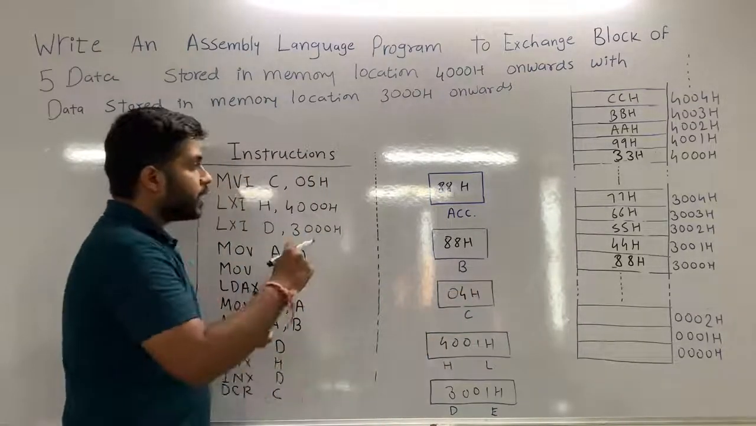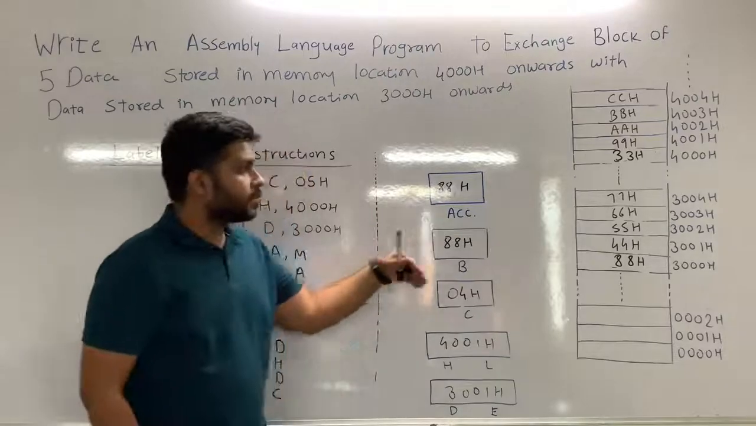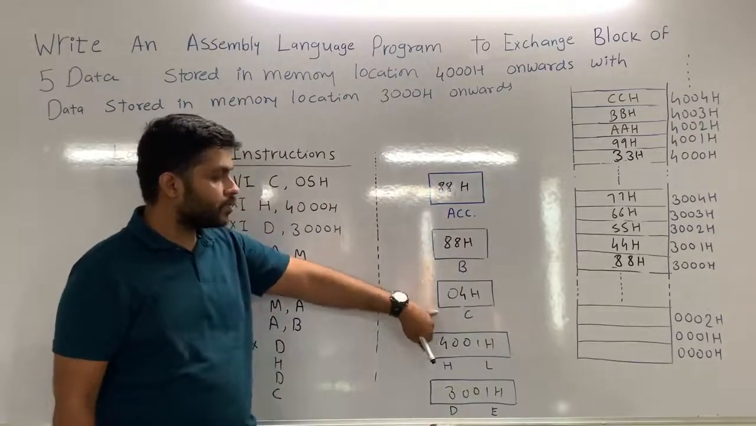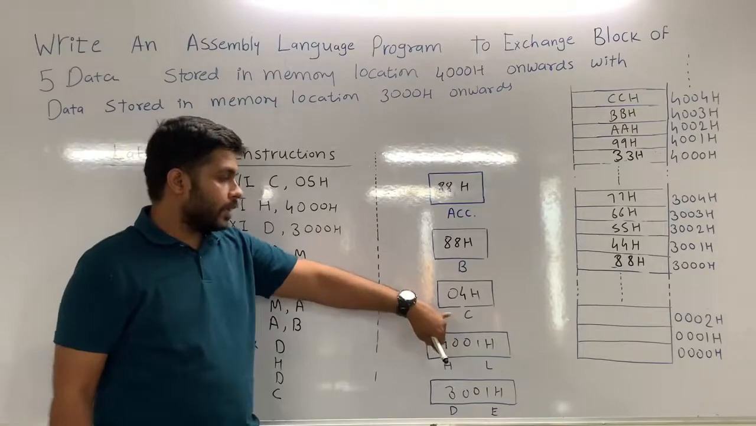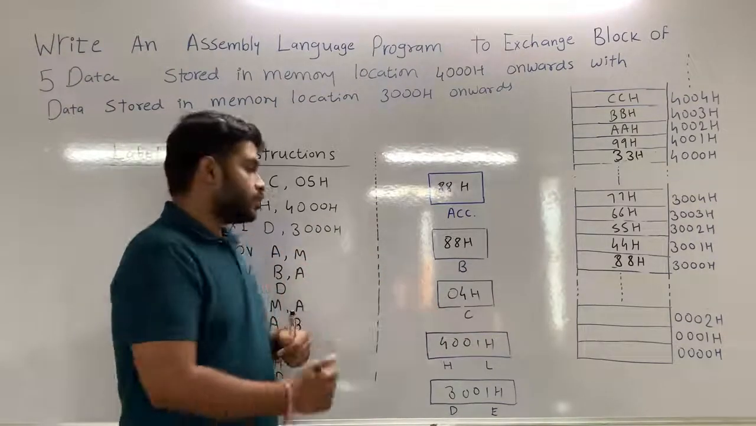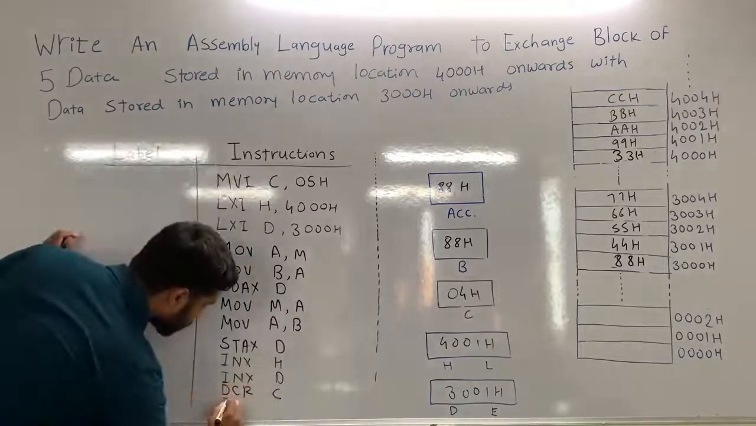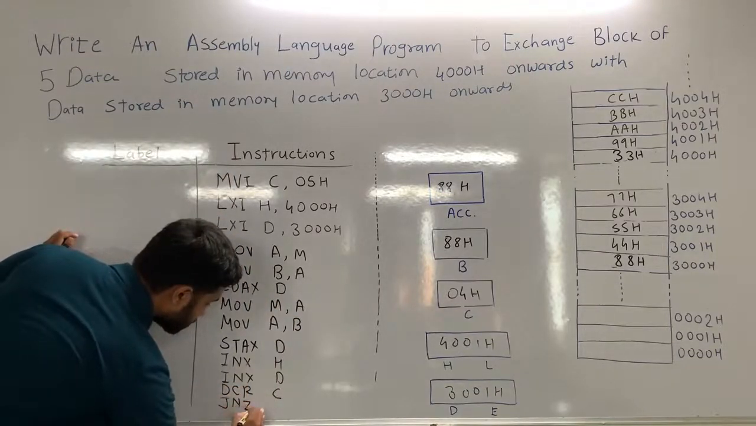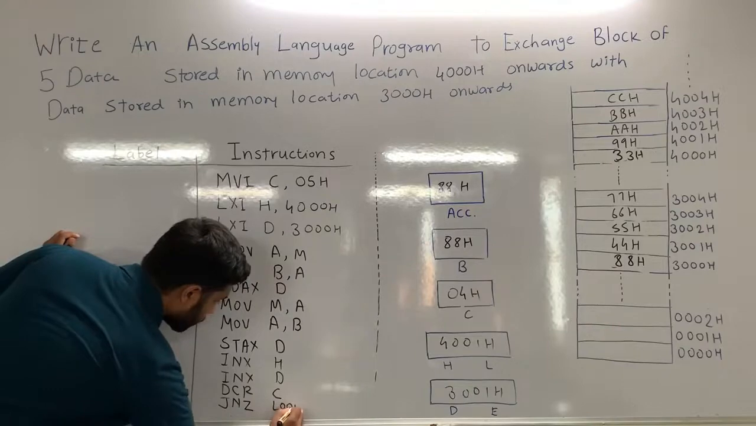Now how many times do we have to repeat this process? We have to repeat this process until the value of register C becomes 0. When the value of register C becomes 0, it means we have exchanged 5 data successfully. So after this, we will use the instruction JNZ loop, jump if not zero.